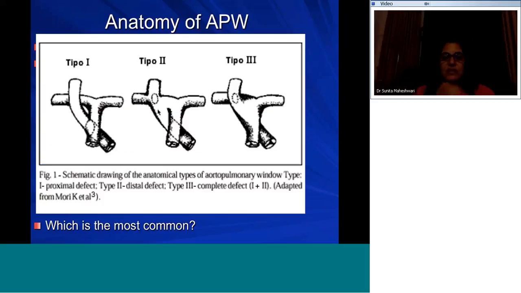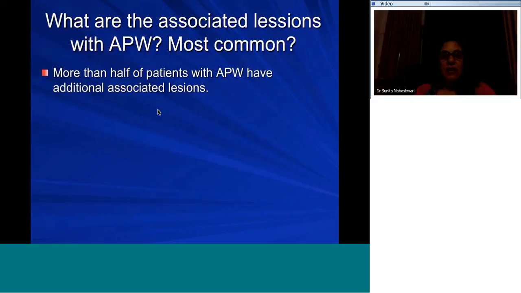Now, which of these is the most common? Type 1, type 2, or type 3? Most common, type 1. So type 1 is the most common AP window. Now, if you see in type 3, where you have the AP window across from the aorta into the RPA, that is the one that can sometimes have anomalous origin of the right pulmonary artery. So apart from being an AP window, the RPA is actually coming off the aorta. And apart from closing the AP window, one needs to reconnect the right pulmonary artery.